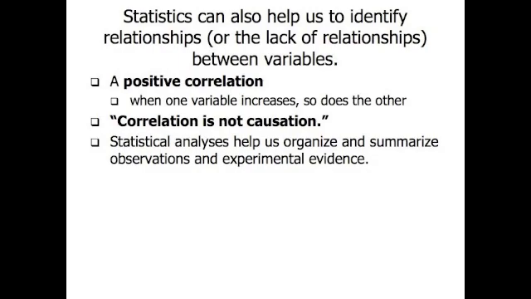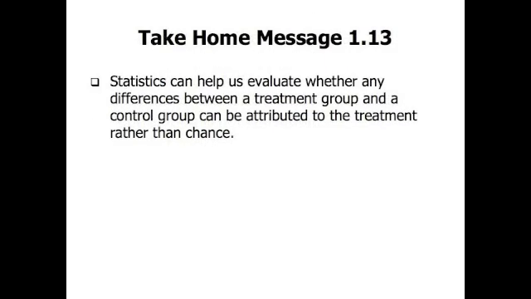Ultimately, statistical analyses can help us to organize and summarize the observations that we make and the evidence we gather in an experiment. These analyses can then help us to decide whether any differences we measure between experimental and control groups are likely to be the result of treatment and how confident we can be in that conclusion. So our take-home message is that statistics can help us evaluate whether any differences between a treatment group and a control group can be attributed to the treatment rather than chance.